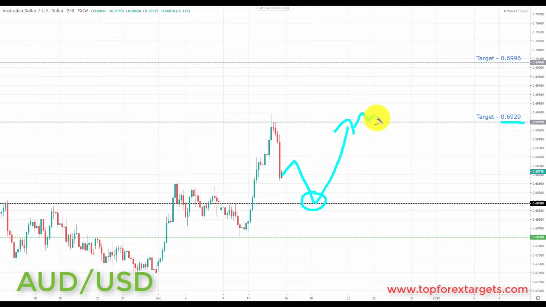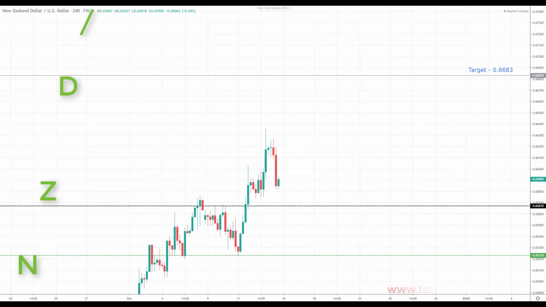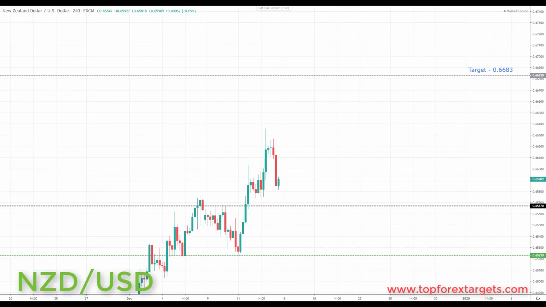And if we can get a break through here, we're going to be looking up towards the next key area of resistance to the upside in target 2, the 0.6996. So the next market we're going to look at is New Zealand dollar.